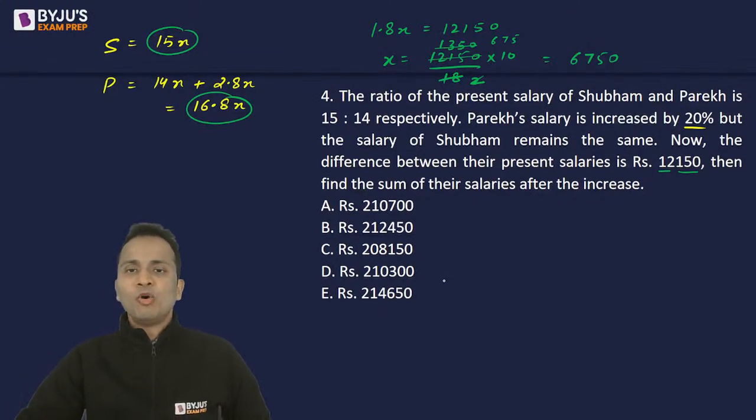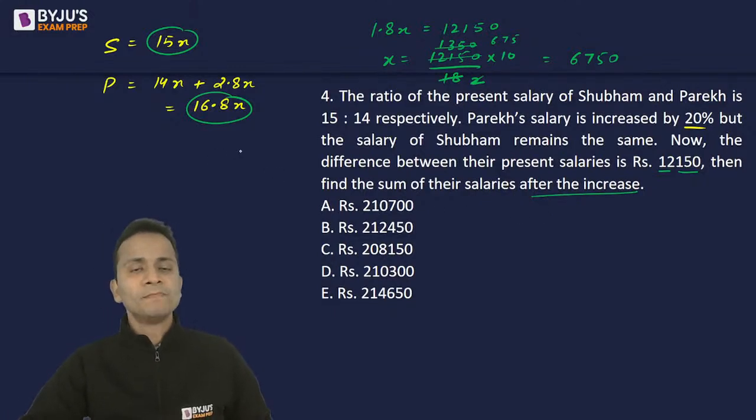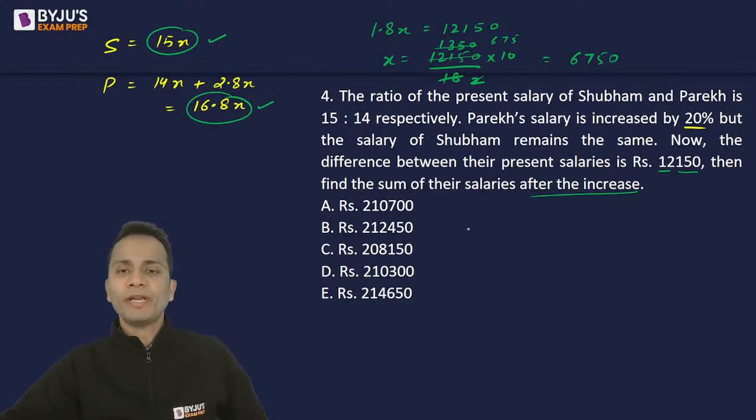Done. What do we have to now find? Then find the sum of their salaries after increase. Okay. So after increase, their salaries are 15x and 16.8x.